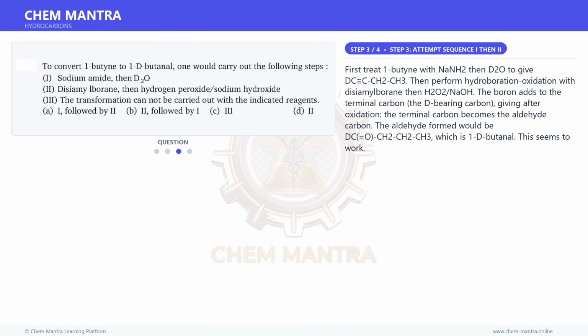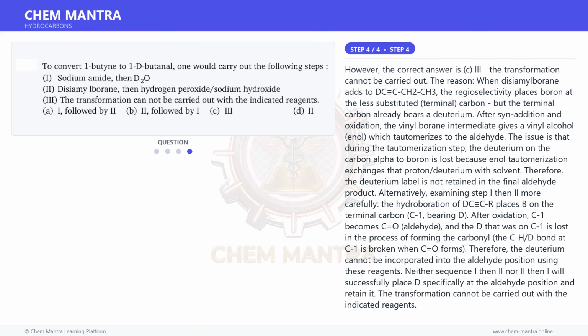This seems to work. And for the final step. However, the correct answer is C. 3. The transformation cannot be carried out. The reason: when disiamylborane adds to DC≡C-CH2CH3, the regioselectivity places boron at the less substituted terminal carbon, but the terminal carbon already bears a deuterium.